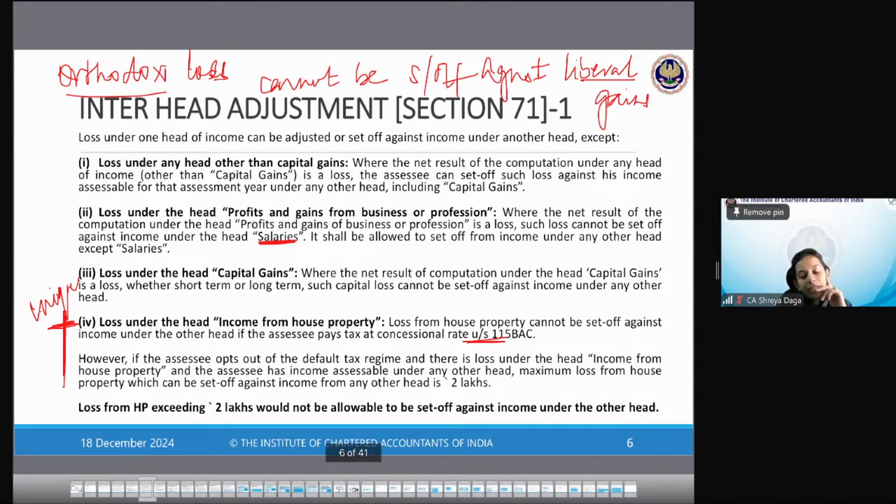Filing return after due date, we will talk about. There are conditions for carry forward and set off of losses, which we will talk about, and which are different for different kinds of losses.